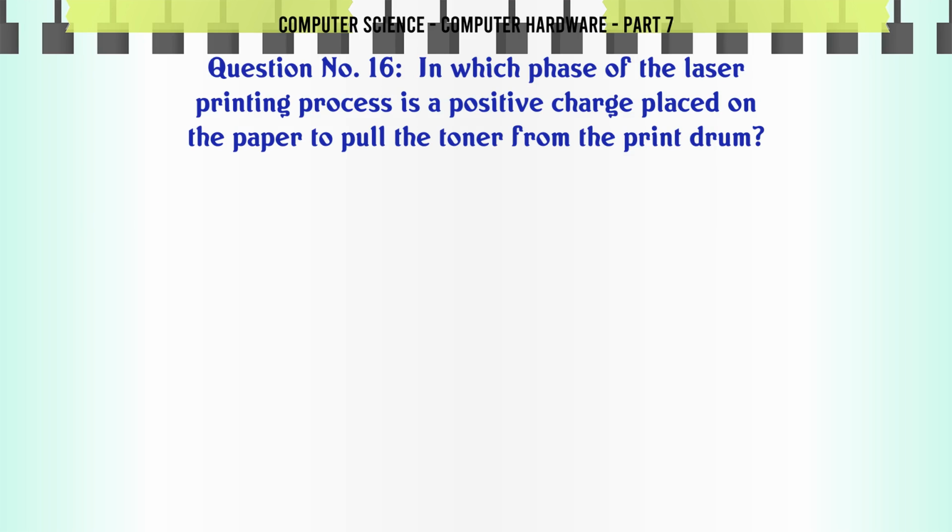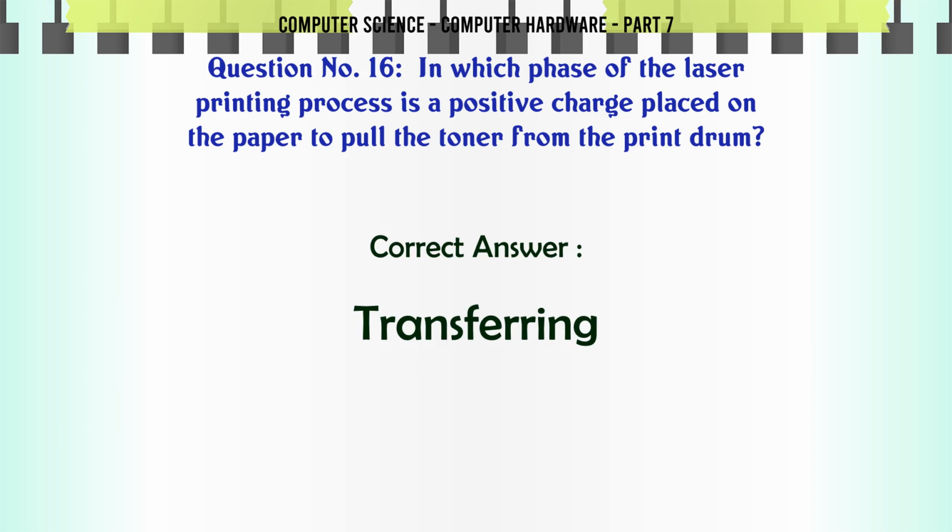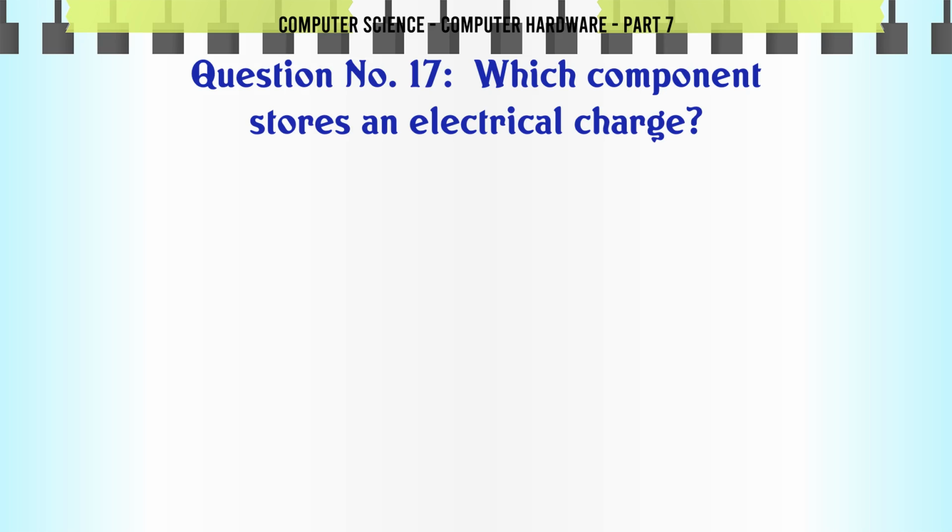In which phase of the laser printing process is a positive charge placed on the paper to pull the toner from the print drum? A. Writing, B. Transferring, C. Conditioning, D. All of the above. The correct answer is Transferring.